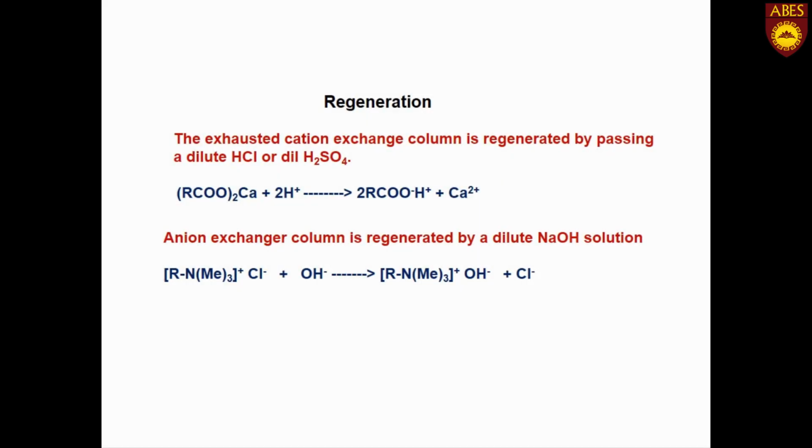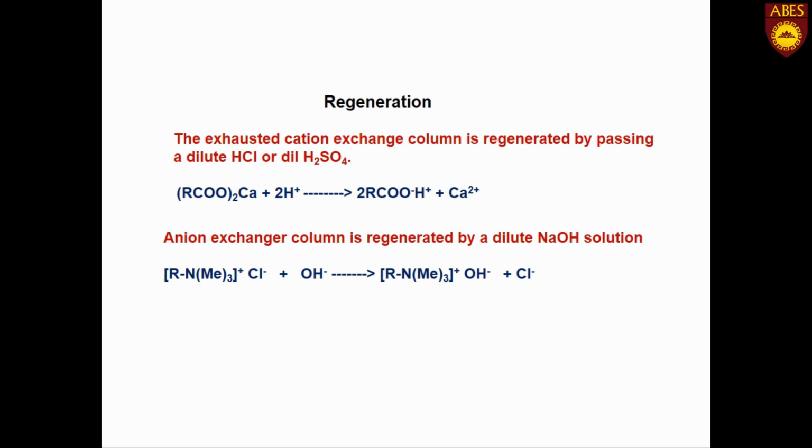After being used several times, the cation and anion exchanger beds get exhausted, but they can be easily regenerated by passing either dilute acid or dilute base. The cation exchange column is regenerated by passing dilute HCl or dilute H2SO4. You can see here the reaction. Calcium, which is so far trapped in the cation exchange bed, will get replaced with H plus once again if we pass dilute HCl or H2SO4 through it.